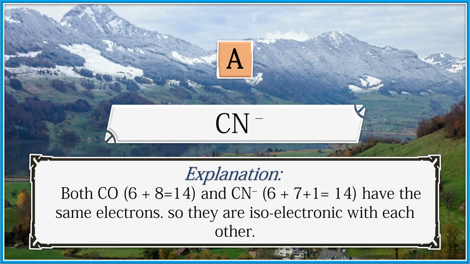Carbon monoxide has 6 plus 8 equals 14 electrons, and cyanide ion has 6 plus 7 plus 1 equals 14. They have the same number of electrons, so they are isoelectronic with each other.